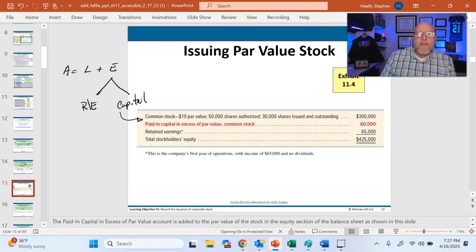All right. And then retained earnings is the second category. So I have this portion right here, which is capital, and that is retained earnings for total stockholders' equity of 425. That's what it would look like after we issue stock for more than par.